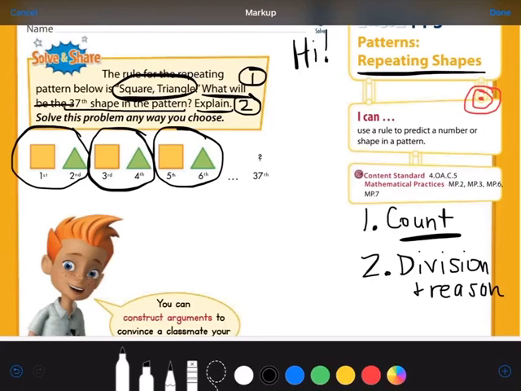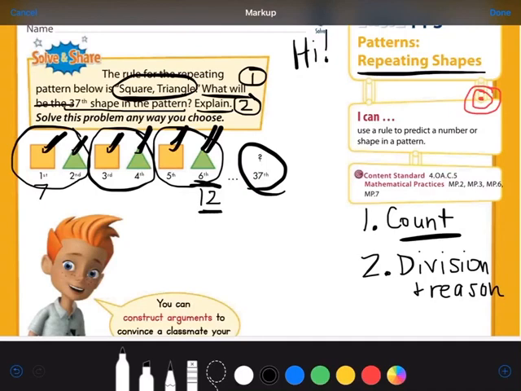So I can see here that I want the 37th shape. So I'm going to start counting, and I'm going to say the first shape is a square, second shape is a triangle. Square, triangle, 5, 6. It would start over. So number 7, right? The 7th shape would be a square. That would be 7. 8 would be a triangle. 9, 10, 11, 12. It makes sense that 12 would be in the same position as 6 because 12 is a multiple of 6.